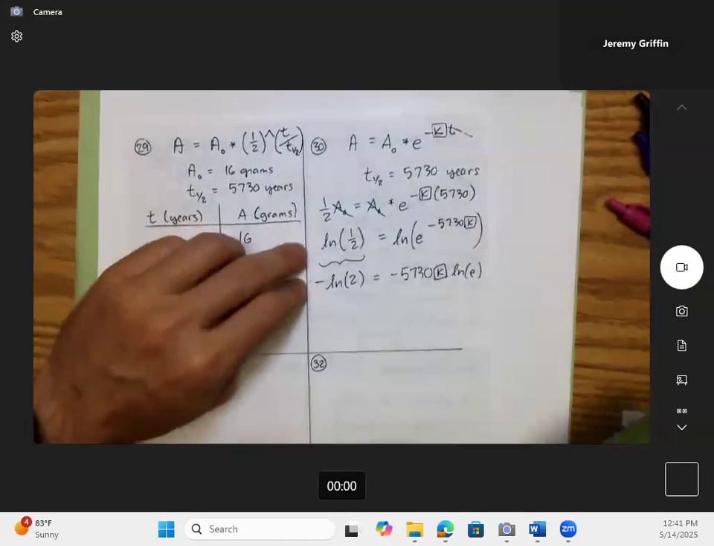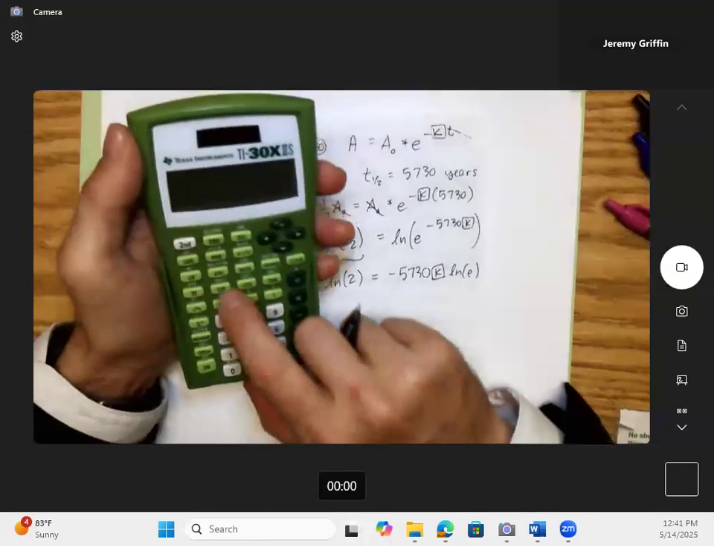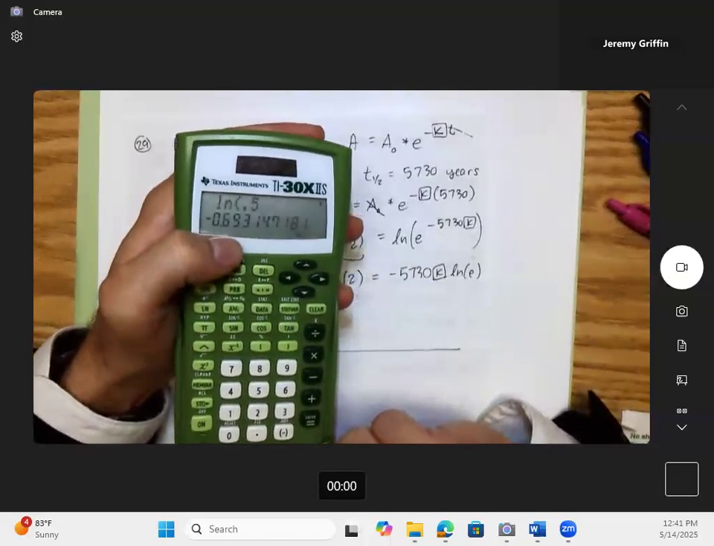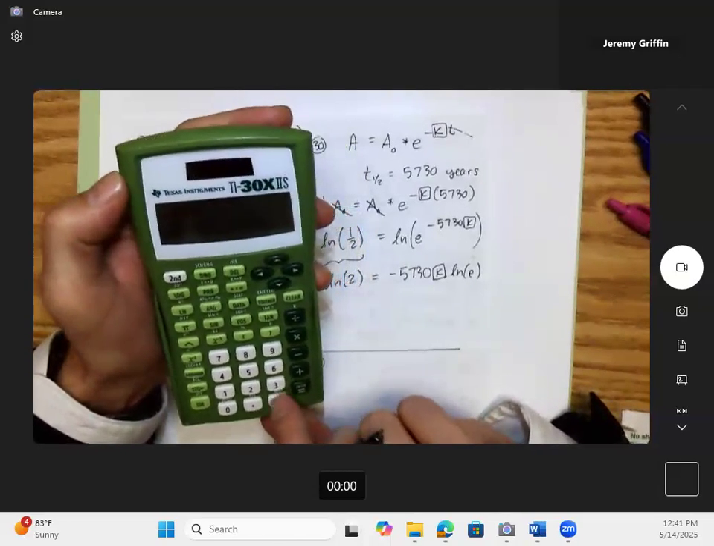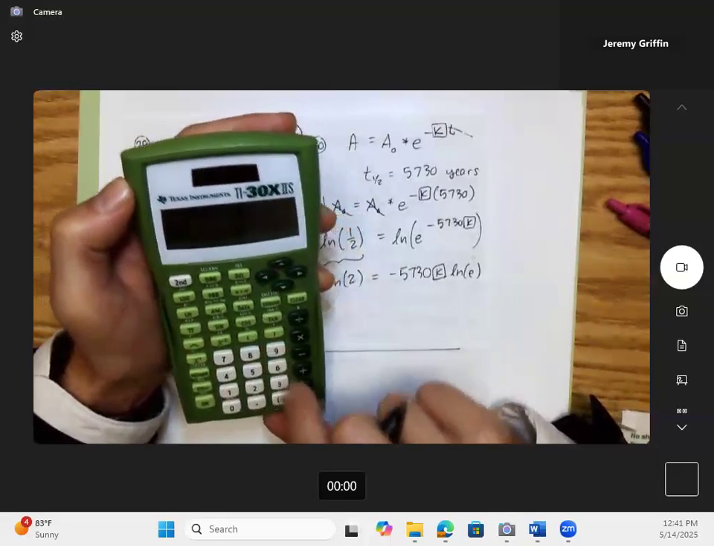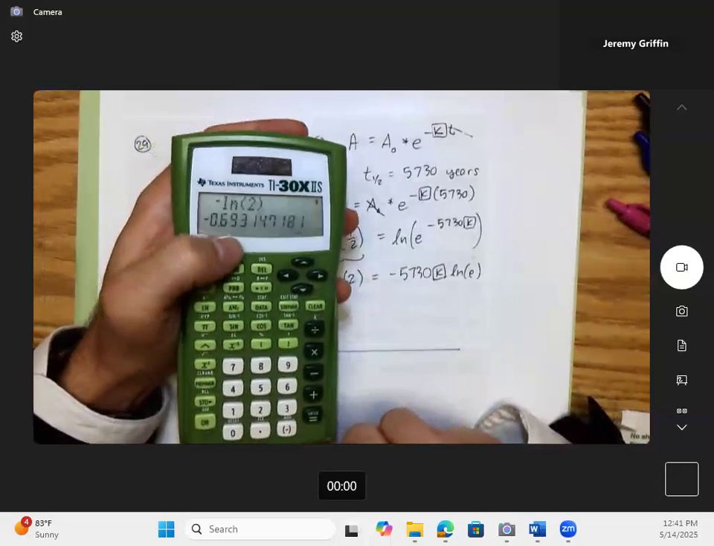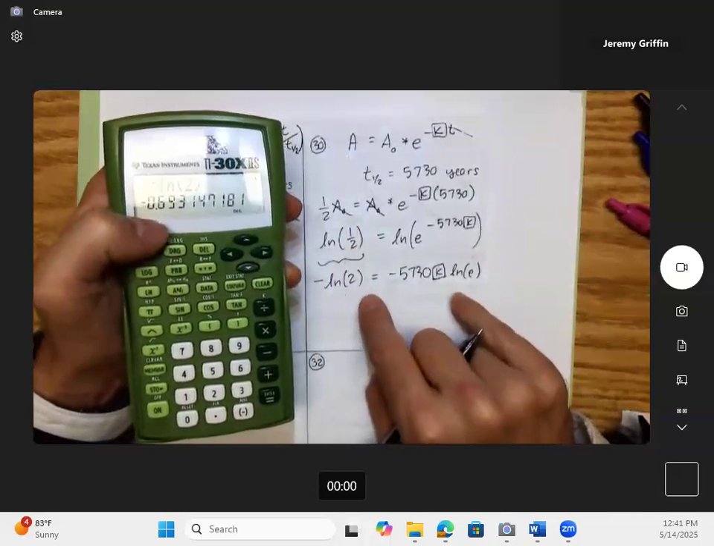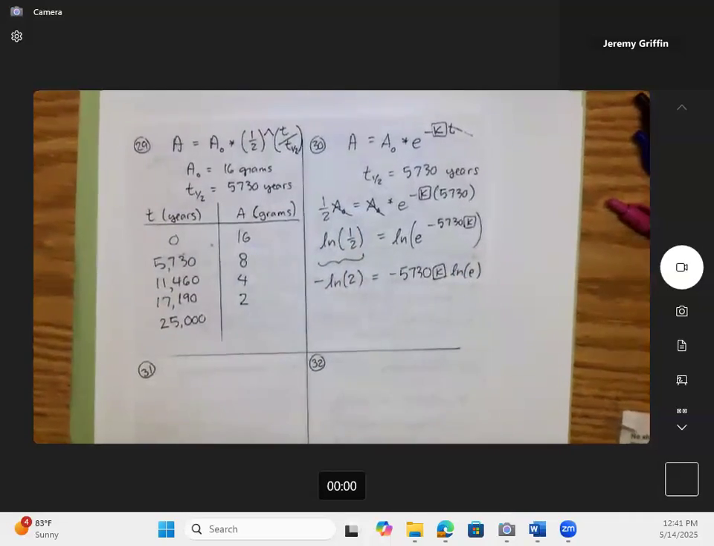Let me show you that this is actually true. What's natural log of 0.5? It's negative 0.693, and so on. What is negative natural log of 2? Negative 0.693. You guys see it's the exact same number? So that worked out that way. And it's really the same process we just did on the right side. We're just taking the power down.